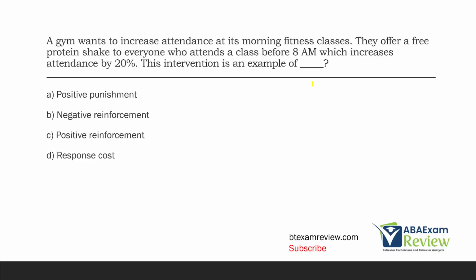A gym wants to increase attendance at its morning fitness classes. They offer a free protein shake to everyone who attends the class before 8 a.m., which increases attendance by 20%. This intervention is an example of what? So unlike the last question where we don't know how the behavior changed, here the goal was to increase attendance. The question says attendance was increased by 20%. That attendance increased. And when something increases, we're looking at reinforcement.